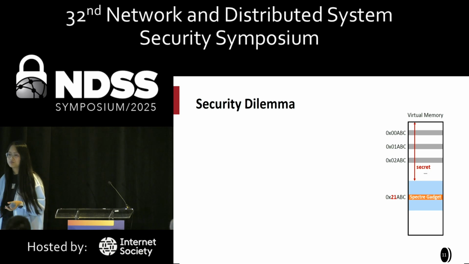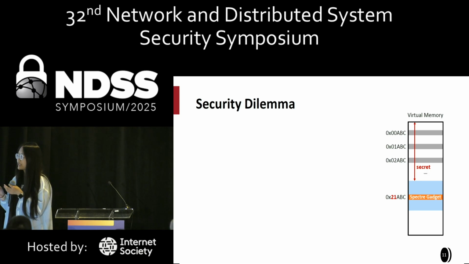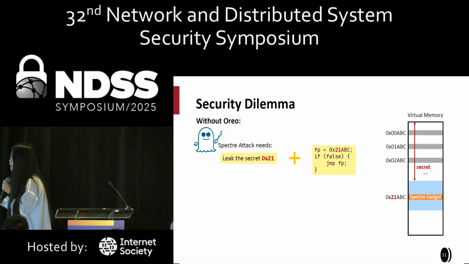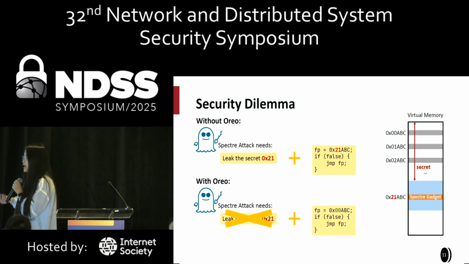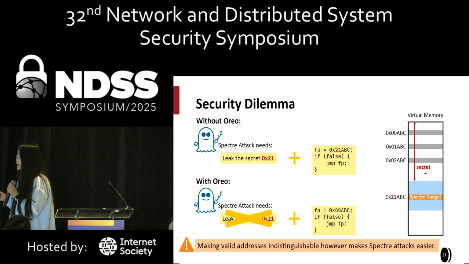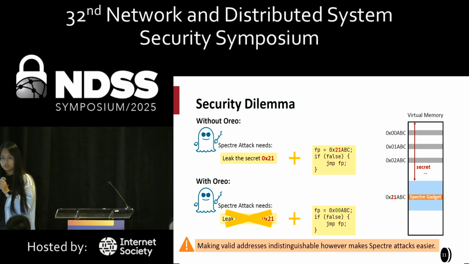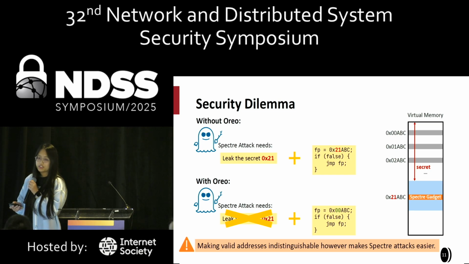However, you see that Oreo sounds very perfect so far, but we are actually facing a security dilemma. Consider a Spectre attack, where the attacker aims to execute the Spectre gadget inside the memory speculatively. In the baseline, the attacker first needs to leak the secret bits of the Spectre gadget address and then speculatively execute it. However, with Oreo, the attacker can speculatively jump to the address with any possible randomized bits and achieve the same goal. In other words, making valid and invalid addresses indistinguishable indeed makes Spectre attacks easier.